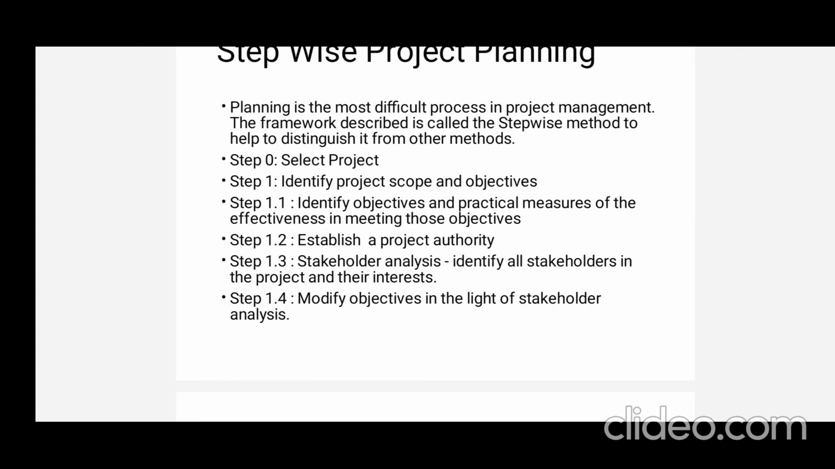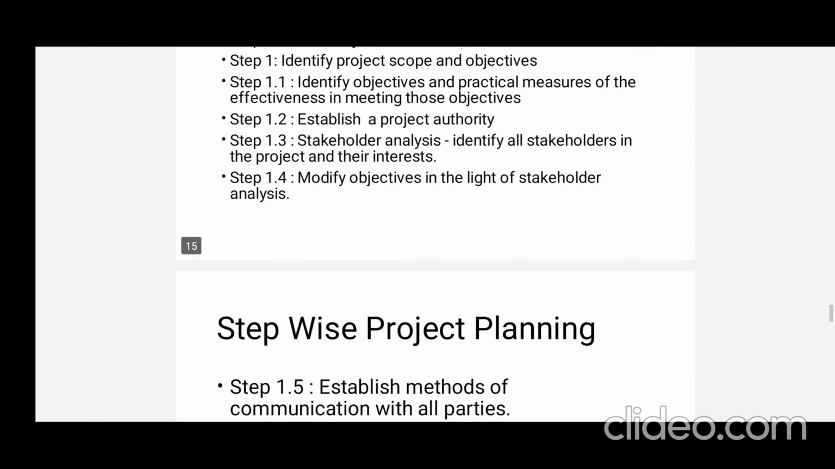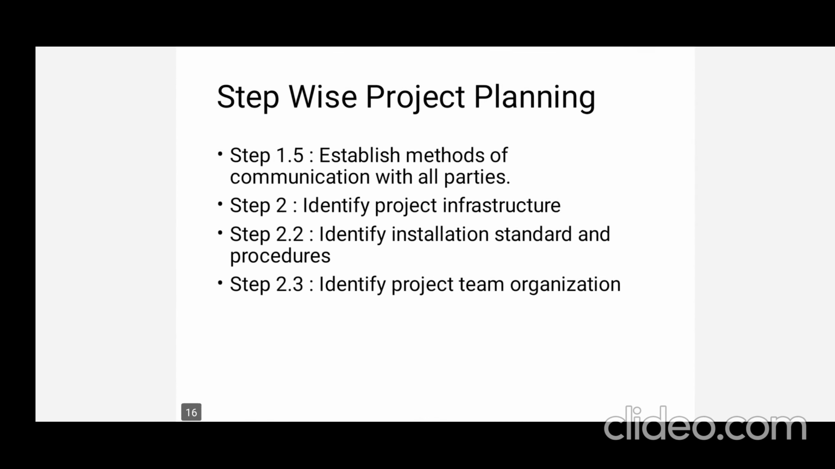So after choosing the appropriate project, we need to identify the project scope and objectives from different perspectives. Then step 1.5 is establishment of methods of communication with all the different parties. That is also very important. Then we move to step 2, identify the project infrastructure.